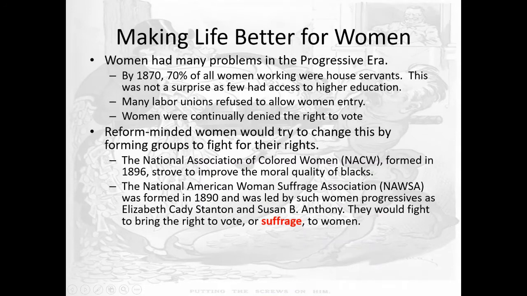Reform-minded women would try to change this by forming groups to fight for their rights. And these groups included the National Association of Colored Women, NACW, formed in 1896. It strove to improve the moral quality of blacks. The National American Women's Suffrage Association was formed in 1890 and was led by such women progressives as Elizabeth Cady Stanton and Susan B. Anthony, and they would fight to bring the right to vote or suffrage to women.